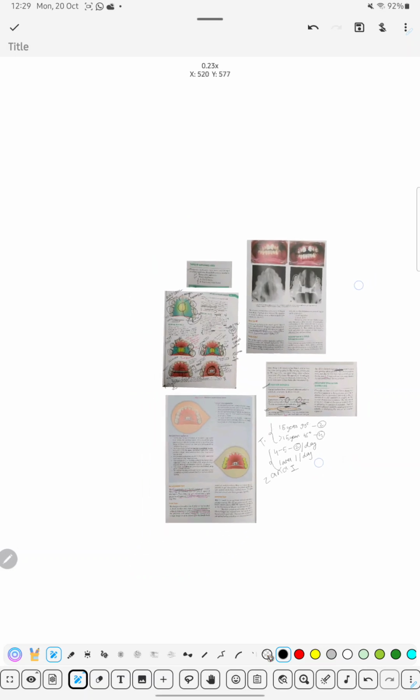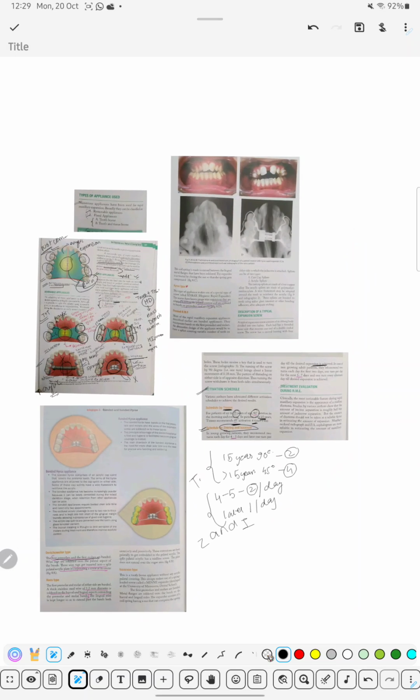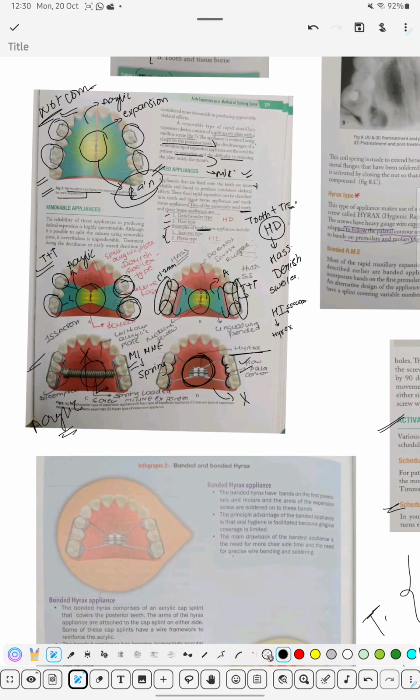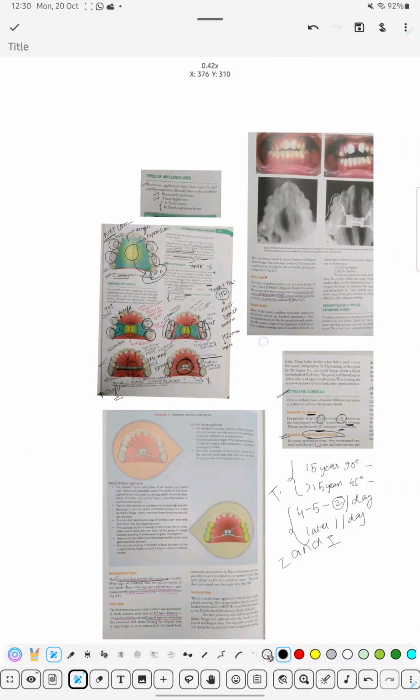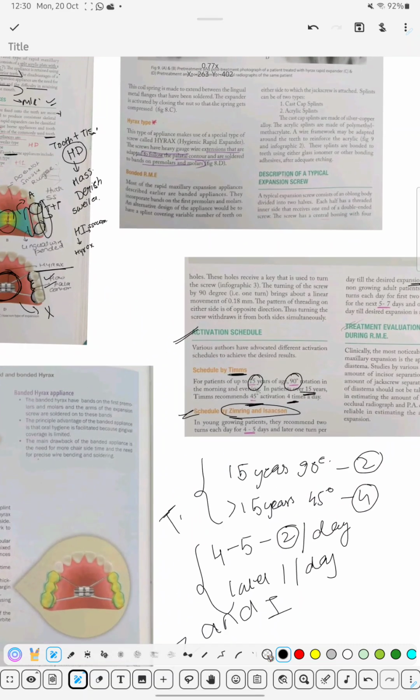So this is all you must know about rapid maxillary expansion. In the first part we have covered contraindications, indications, uses, and why it is done. And in this video we have covered the appliances, the fixed and the removable appliance. The fixed appliances are most commonly used. You can draw these diagrams for the fixed appliance and then mention the activation schedule for each of the appliances.